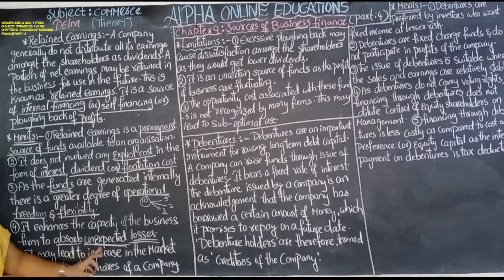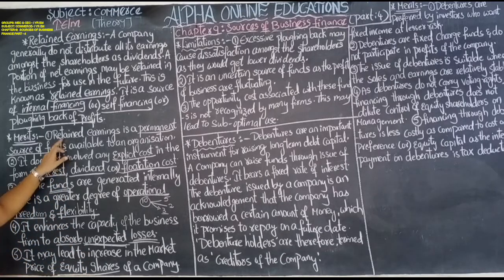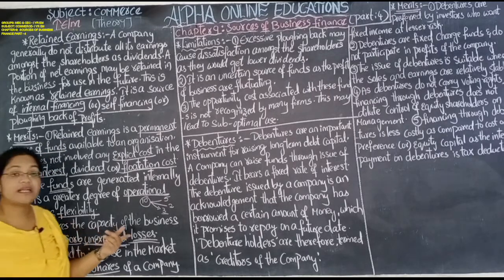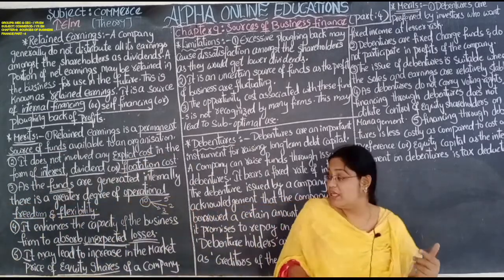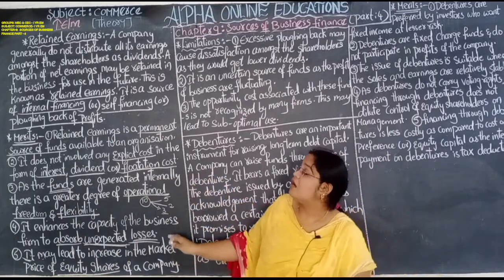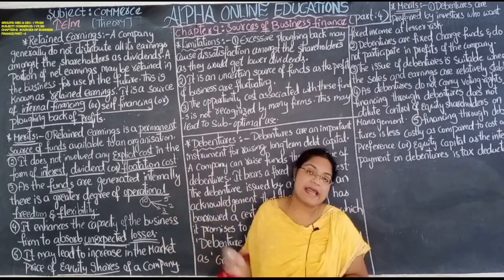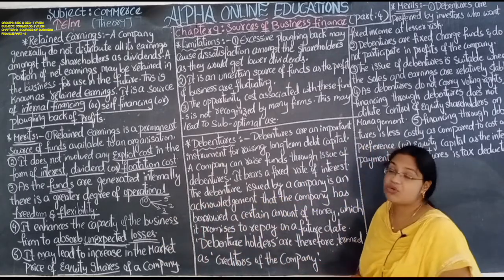It may lead to an increase in the market price of the equity shares of the company. By maintaining more retained earnings, the equity share price will increase. The company which maintains more retained earnings, that company's equity shares price in the share market will increase. So these are the advantages of the retained earning. Let us focus on the disadvantages of the retained earning.